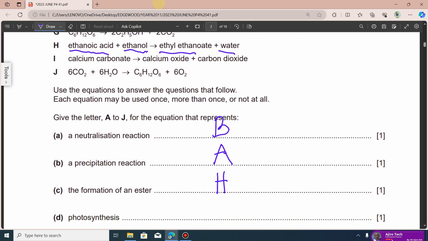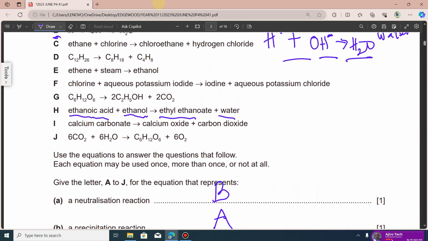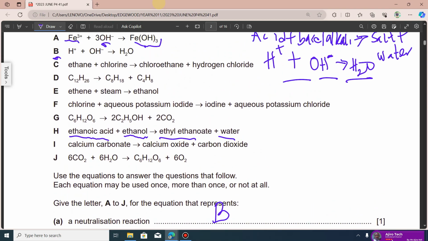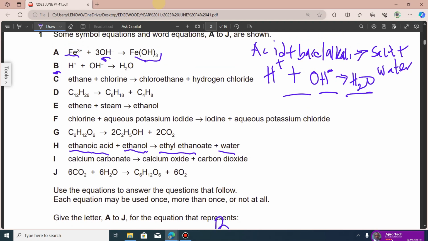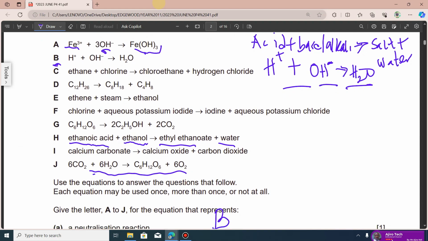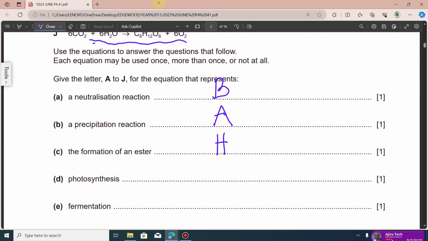Now the next question talks about photosynthesis. Remember that photosynthesis is simply the process by which green plants manufacture their food in the presence of sunlight and chlorophyll. Recall from chemistry of the environment that this is the equation for photosynthesis. So this is very easy. All we need to do is write J in this case.